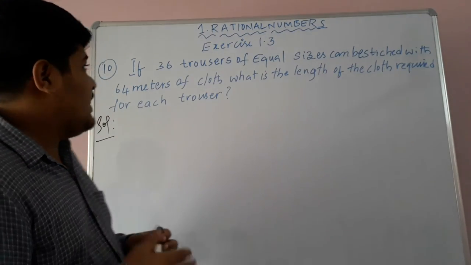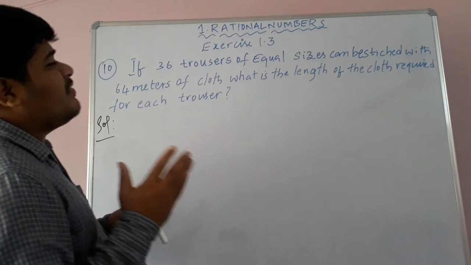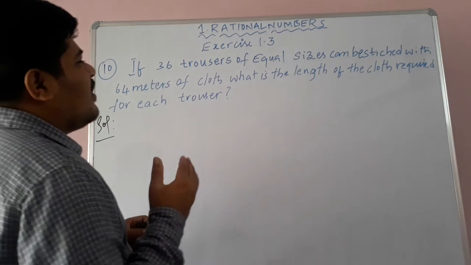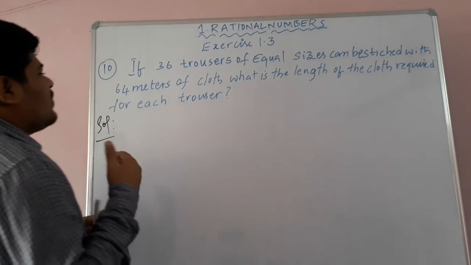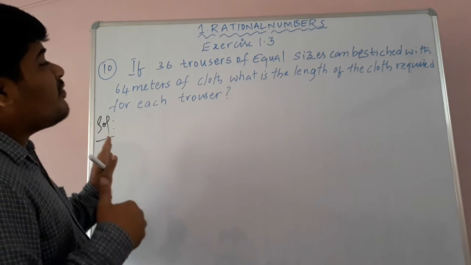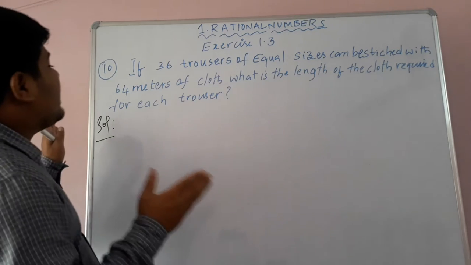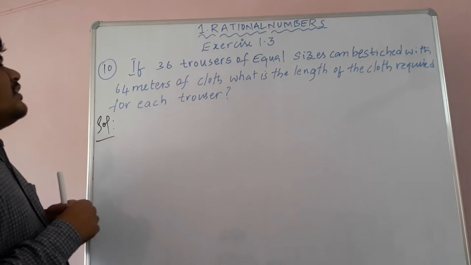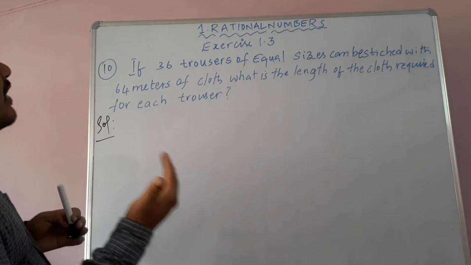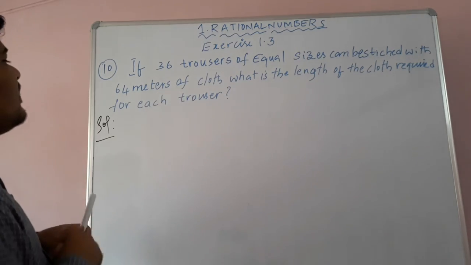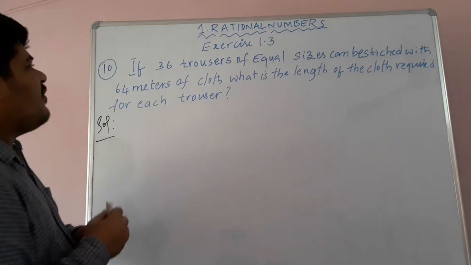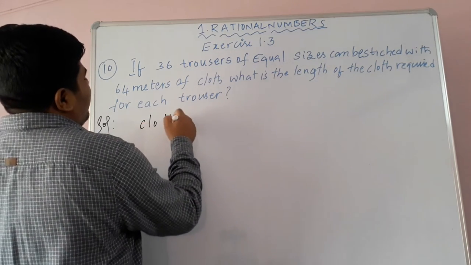Let's see problem number 10. If 36 trousers of equal sizes can be stitched with 64 meters of cloth, what is the length of the cloth required for each trouser? So children, they are asking us to find the length of the cloth required for each trouser. For each trouser means for one trouser how much cloth is required; like that we need to find.